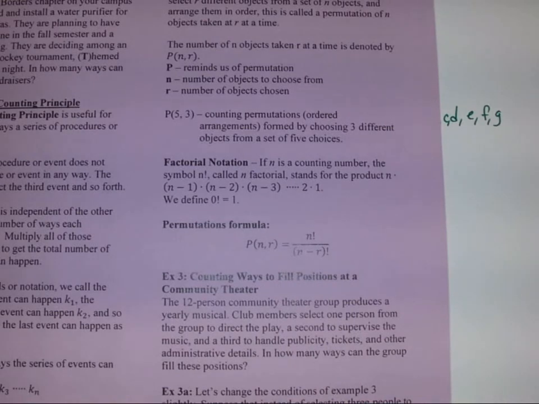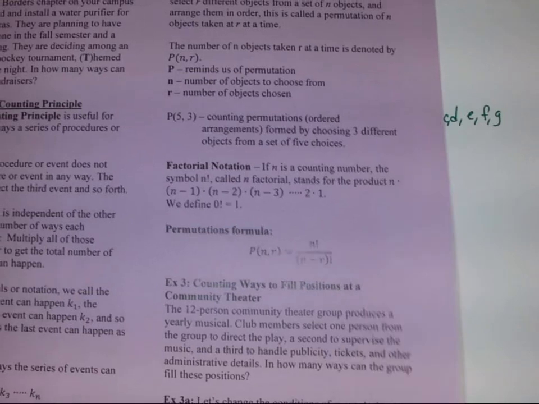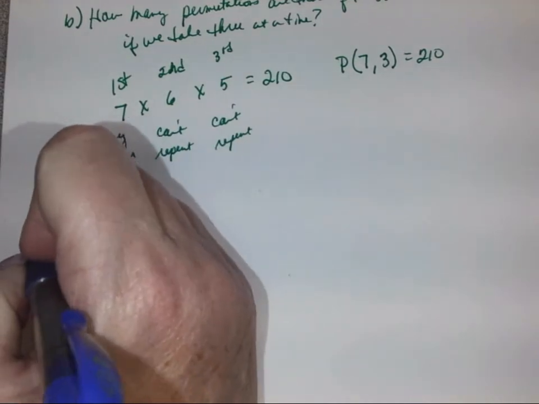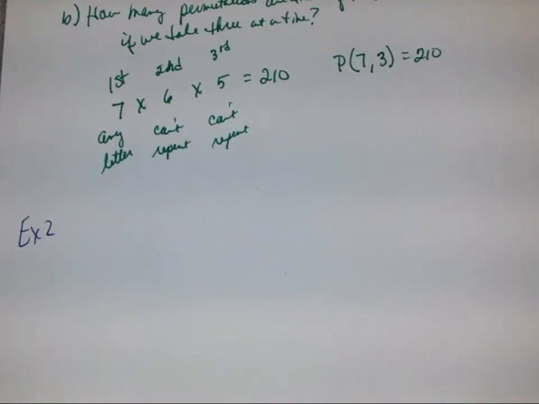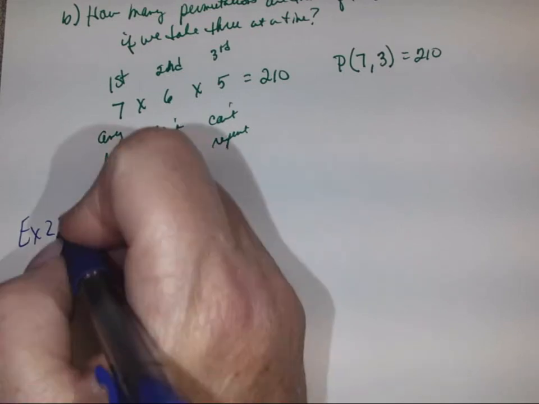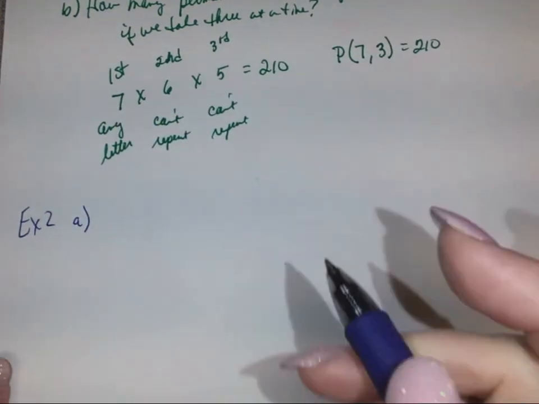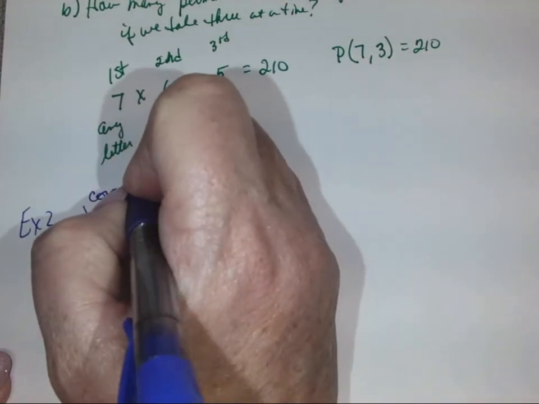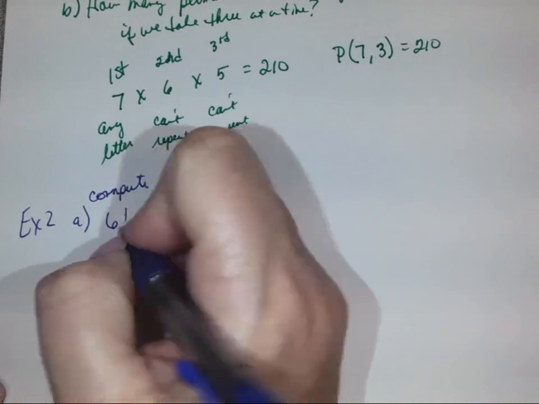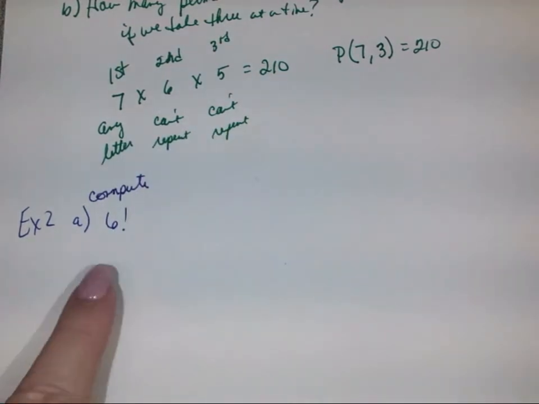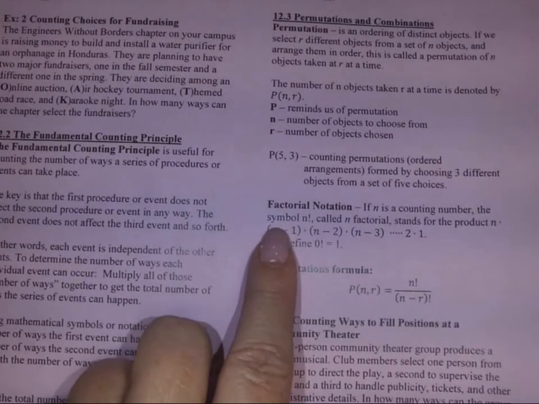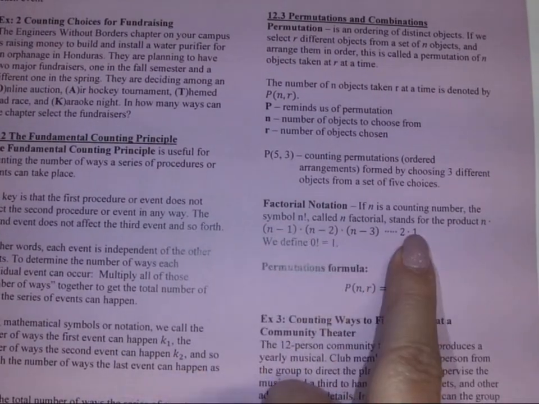So we're going to look at our next example, example 2. For our first one, we're going to do part A. We're just going to compute these. So if I give you 6 factorial, I want you to understand what that means. 6 factorial is 6 times all the numbers below it. That's what that whole notation meant. It's all the numbers all the way down to 1.